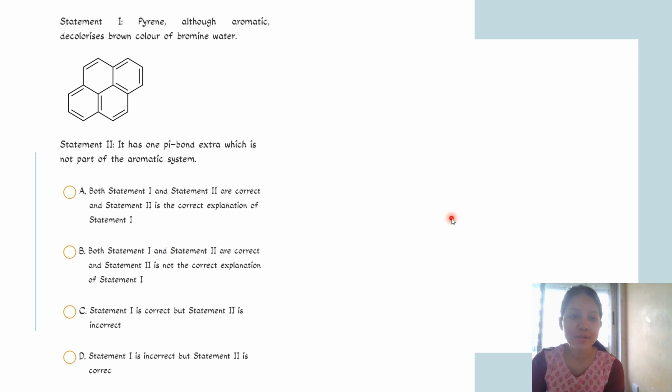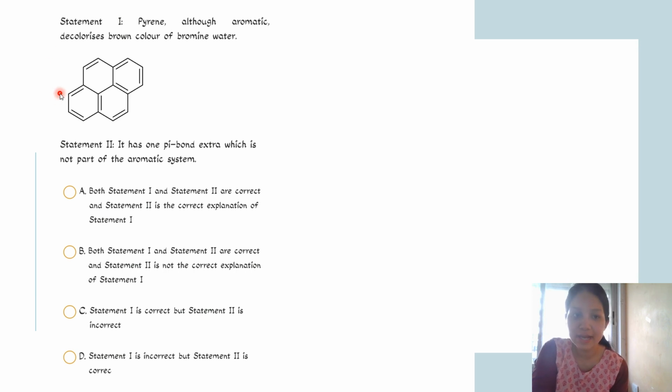Now let us move to the next question. Pyrene, although aromatic, decolorizes the brown color of bromine water. Now you are given another statement regarding the pyrene molecule: it has one pi bond extra, which is not part of the aromatic system. You are given four options regarding the two statements about the pyrene ring. Maybe both statements are correct, or maybe one of the statements is correct, or maybe both are incorrect. You have to figure that out.